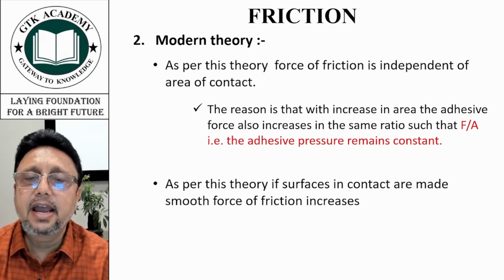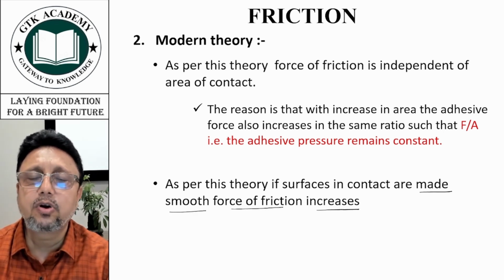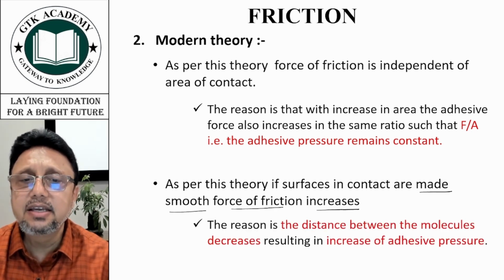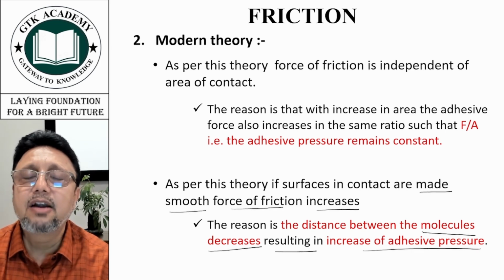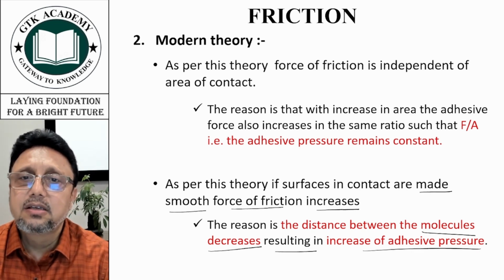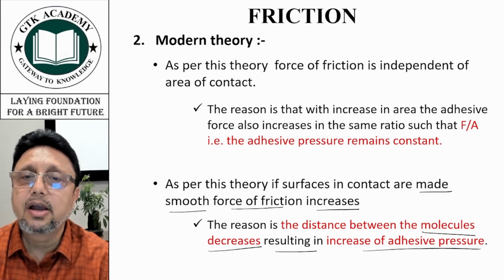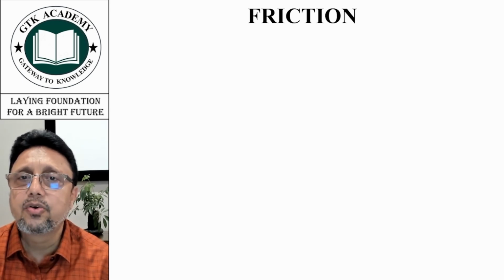The other thing, as per this theory, if surfaces in contact are made smooth, force of friction increases. What experiments have shown to us? Why does it happen? The reason is when you make it more smooth, the distance between molecules decreases, resulting in increase of adhesive pressure. And when adhesive pressure increases, cold welds are formed, which again increase friction. So I hope you are clear with both these theories, classical as well as modern.